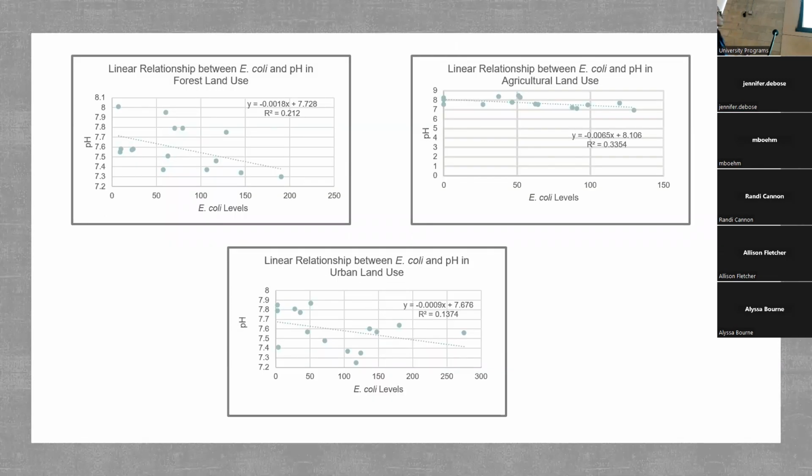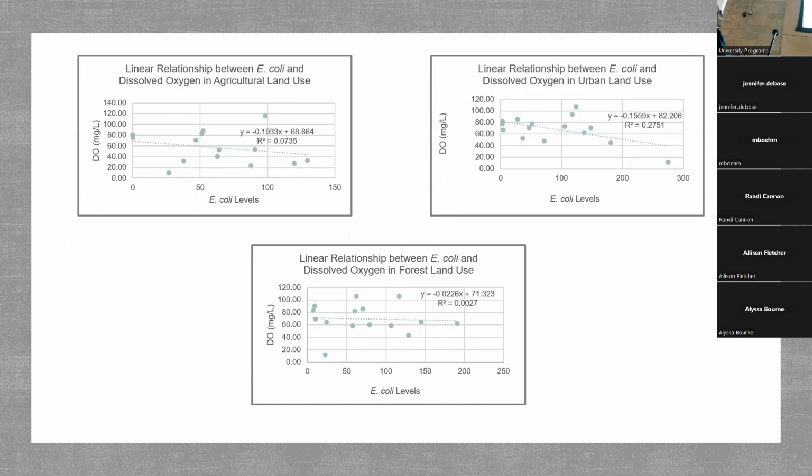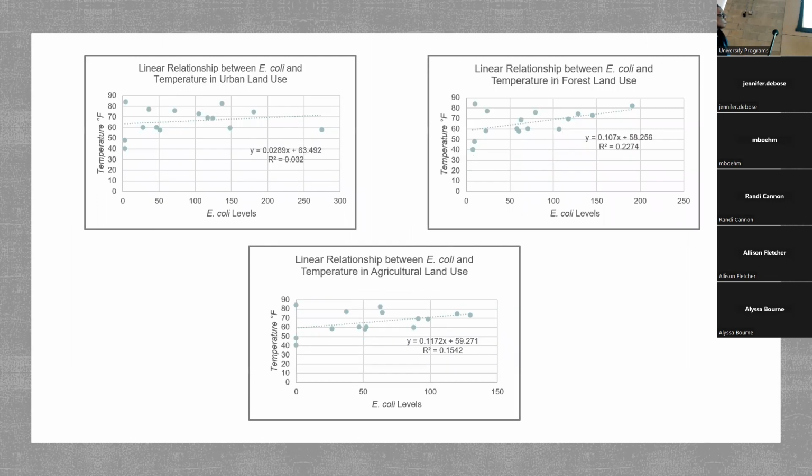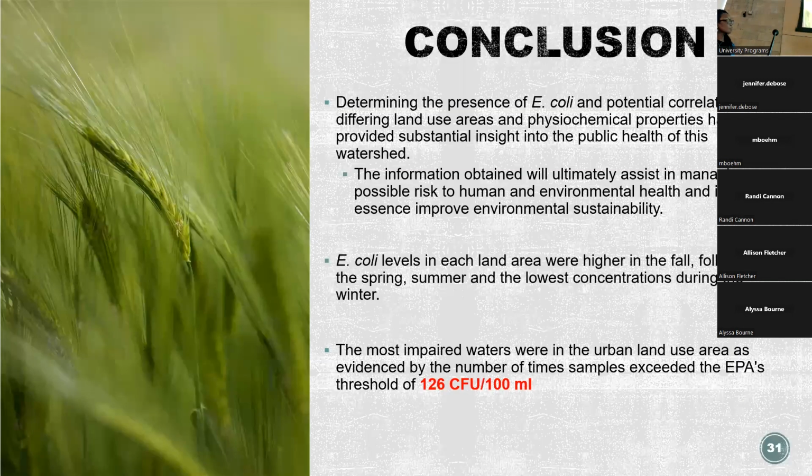And so here again, looking at those linear relationships, pH has a negative relationship, and then the same with dissolved oxygen, and then the positive relationships or correlation in relation to specific conductivity and temperature. Okay, so the temperature and specific conductivity help determine or have an effect again on the E. coli levels in this particular watershed.